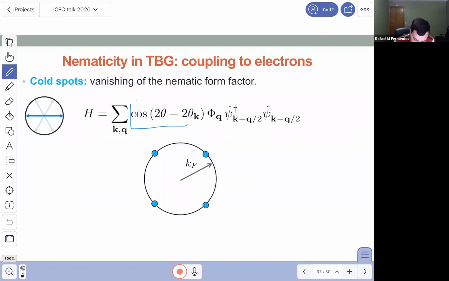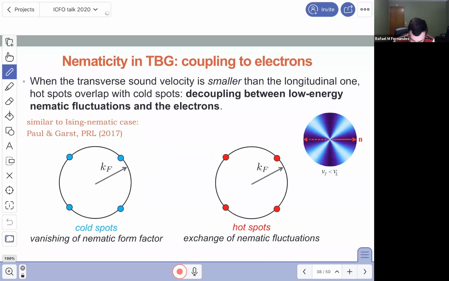Remember, I had this form factor here. So if I look at theta equals zero, which is my director that I'm focusing on right now, you see that there are points of the Fermi surface where this coupling constant, this form factor, vanishes. These are called the cold spots because they're essentially uncoupled from the fermions, and they are these four here. Well, that's a problem, because if the transverse velocity is smaller than the longitudinal velocity, the hot spots coincide with the cold spots, which means that essentially there is a decoupling between the low energy nematic fluctuations and the electrons. This is exactly what happens in the isonematic case, by the way.